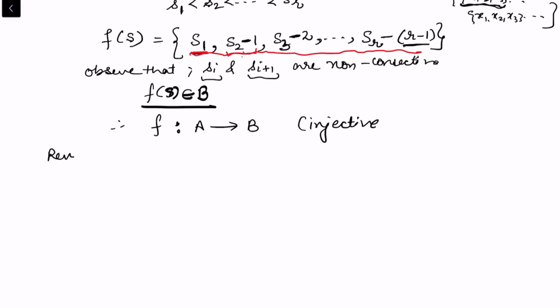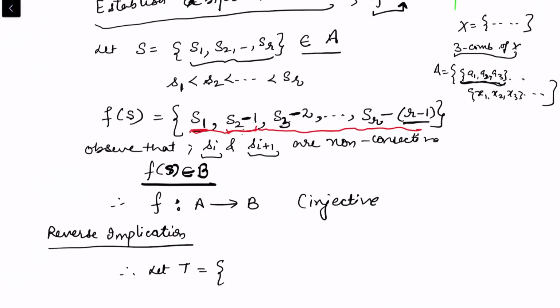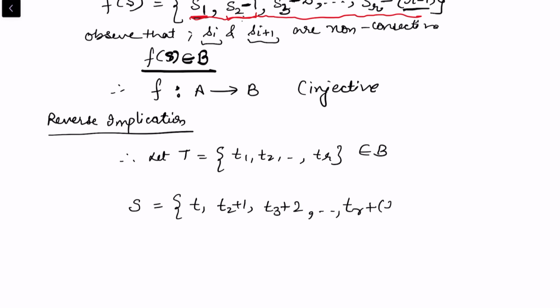Now to see the reverse implication, we consider an element in B. Let us say t is an element in B. Now, B is an R combination of Y, so you pick any R elements from Y and assign them as t1, t2, up to tR. This can be any member of B. And I want to consider the mapping. To define this s, let us take t1 and keep on adding. Earlier we subtracted, now we add: t3 plus 2 and so on, tR plus R minus 1.